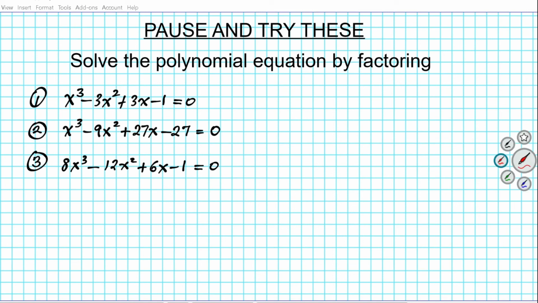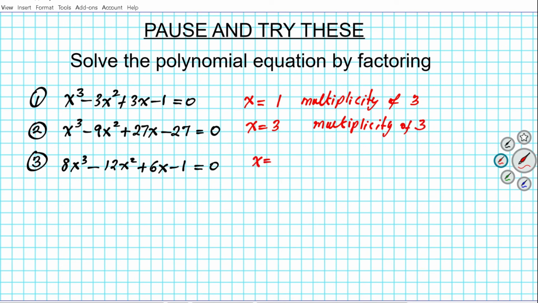Welcome back. Hopefully you had a chance to try out the problems. The solutions to the problems are as follows. For number 1, the solution is x equals 1 with a multiplicity of 3. For number 2, the answer is x equals 3 with a multiplicity of 3. And then the last one is x equals 1 over 2 with a multiplicity of 3 also.